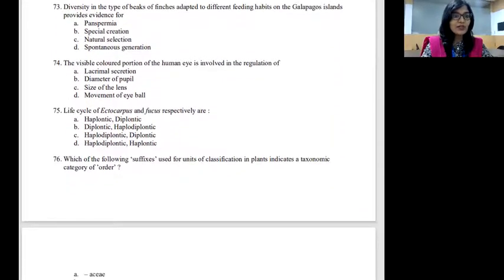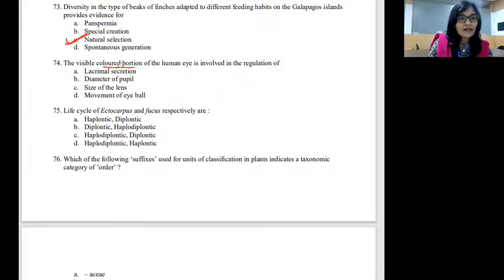Diversity in the type of beaks of finches is adapted to different feeding. In Galapagos Island, what Darwin was telling, they were different kinds of finches and they adapted themselves. How do they live in that situation? They have different feeding habits. One eats grain, one eats another form of grain, one eats meat, one eats maize. So he said they are adapting themselves to that environment based on the conditions. So it is called natural selection according to Darwin. Darwin's theory, you already know, is natural selection.